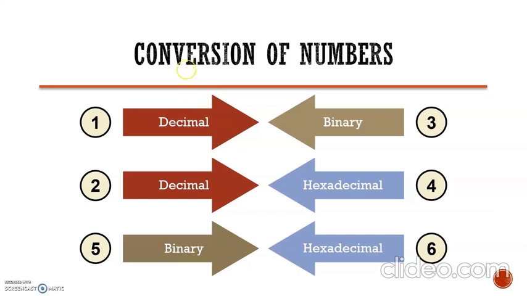Meaning I'm going to explain to you from decimal to other base first. So the first one is decimal to binary, and then decimal to hexadecimal. Next, I'm going to explain from other base, from binary and hexadecimal to decimal. And then I'm going to explain from binary to hexadecimal and from hexadecimal to binary.